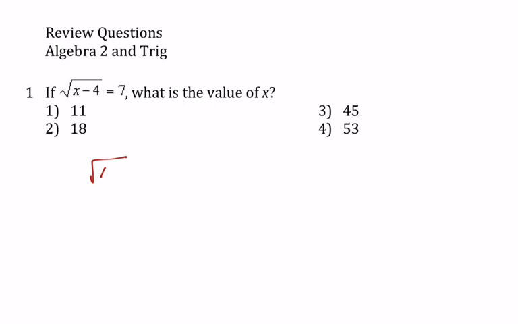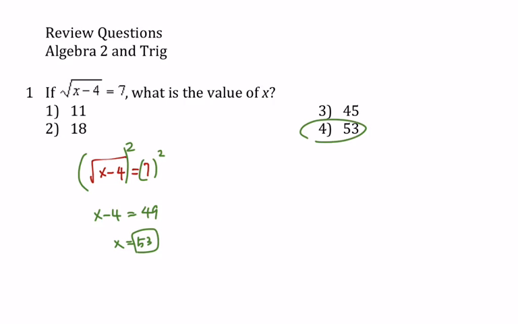So what we want to do is undo the square root. We can do that by squaring both sides. Then on our left side, the square and the square root will undo each other, and on my right side, it becomes 49. Then as we add 4 to both sides to get rid of the negative 4, x must be equal to 53. So that means choice 4 becomes our answer.